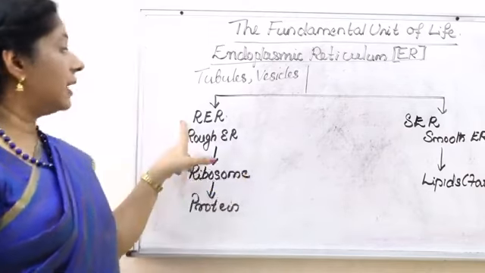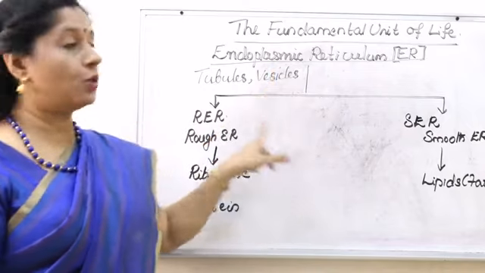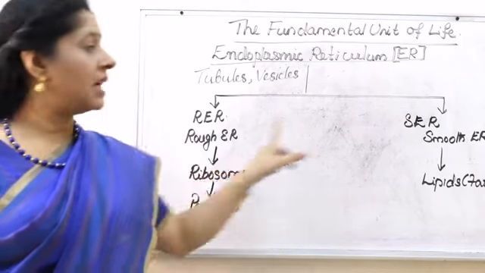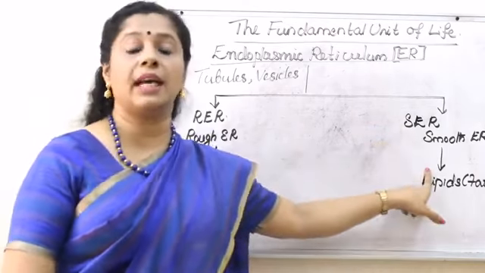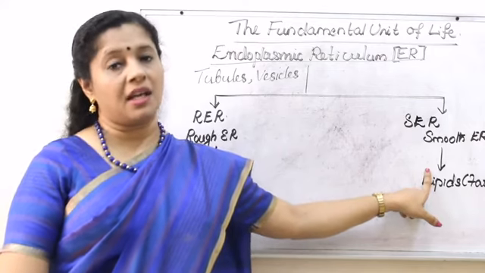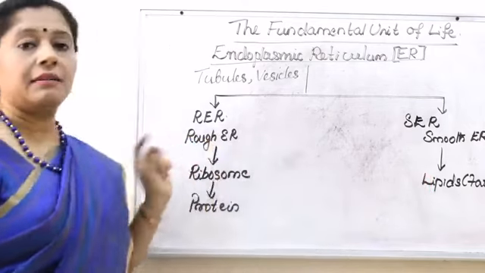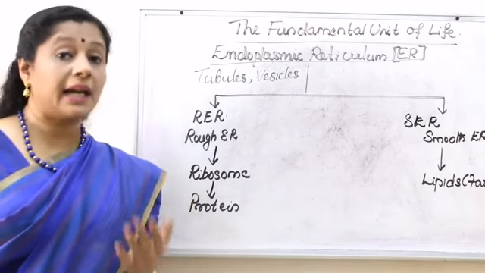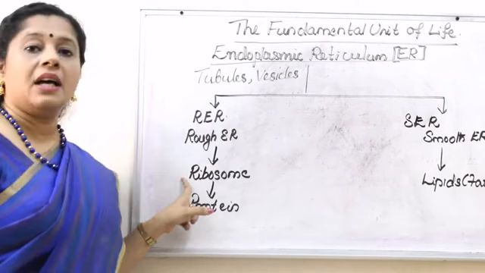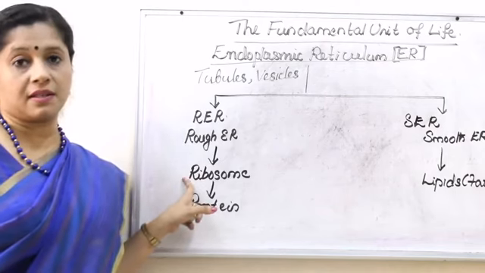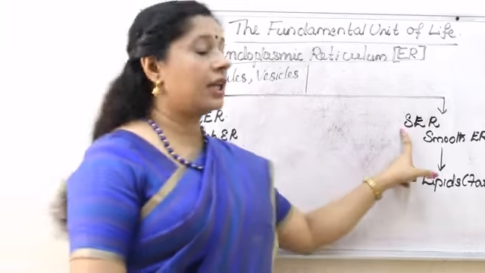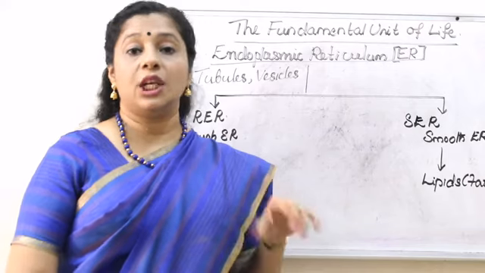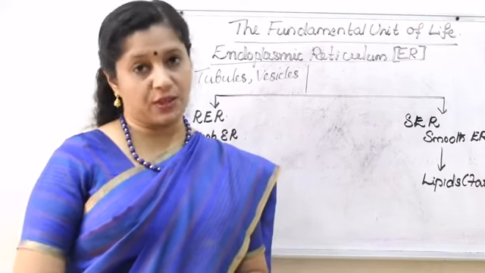Now, the endoplasmic reticulum we can divide into two types. First is RER or rough endoplasmic reticulum, and SER or smooth endoplasmic reticulum. So, RER is rough because it appears rough under the microscope. Why do they appear rough? Because they have ribosomes on their surface. Whereas smooth endoplasmic reticulum appears smooth under the microscope because it does not have ribosomes attached to it.